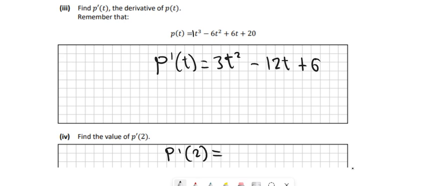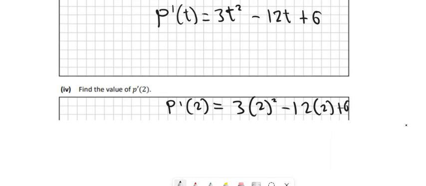Now find the value of p dash 2. That's just going to be where I put a 2 in everywhere instead of t into the differential I've just done. So 3 multiplied by 2 squared minus 12 times 2 plus 6. That would give me 12 minus 24. Now you could go straight to the calculator there on the top line. It's probably the easiest thing. Plus 6. So we get minus 6.